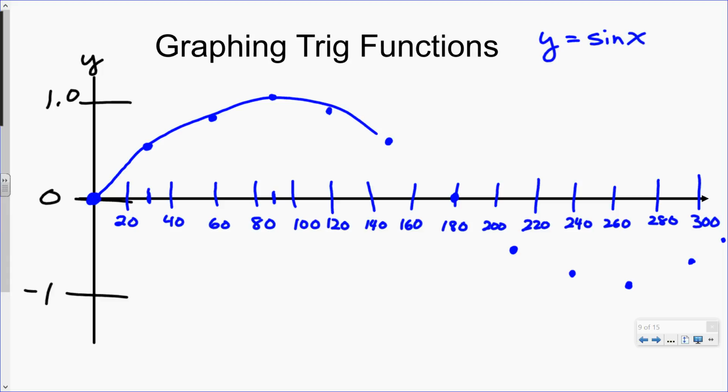This is the sine function. That's the sine function. And it keeps going on forever and ever as the angles get bigger and bigger. It keeps repeating itself. So that's the first trigonometric function you're going to graph this quarter. We'll elaborate more on them tomorrow.